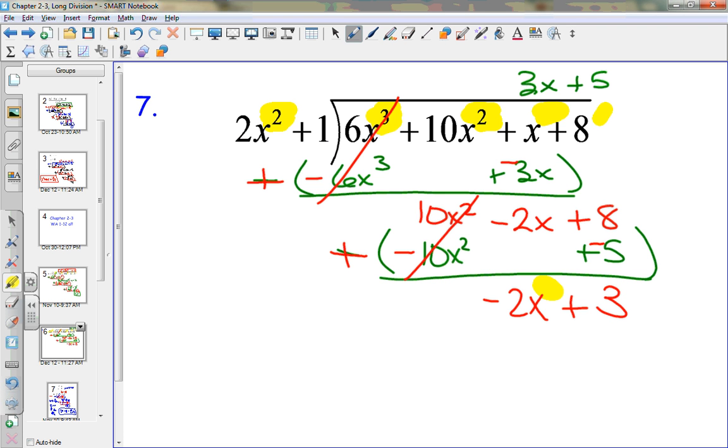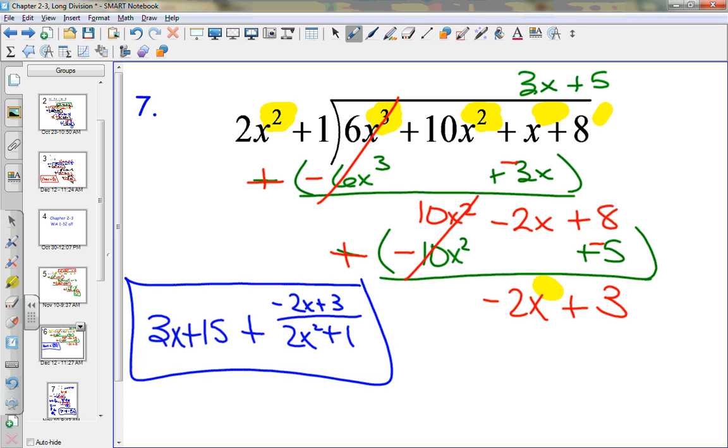Which means my final answer is going to be 3x plus 5 plus negative 2x plus 3 over 2x squared plus 5. Sorry, plus 5, thanks. Do we see that? Yes or no? Okay. The top part is my remainder, the bottom part is my divisor. So I take the chunk that's on the top, 3x plus 5, plus the remainder divided by my divisor. Every time. Any questions over tonight?